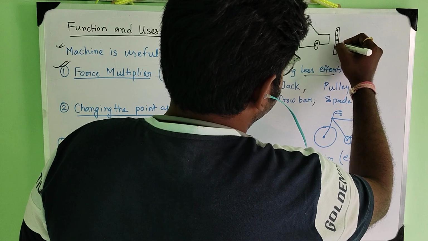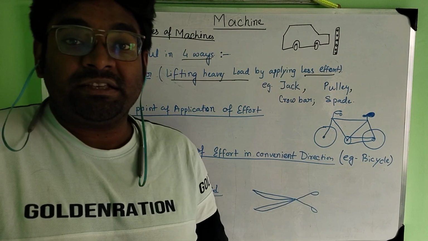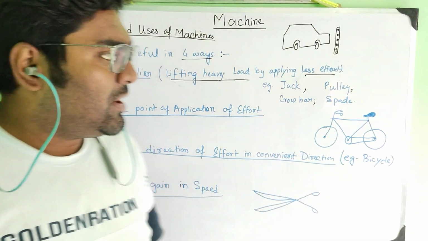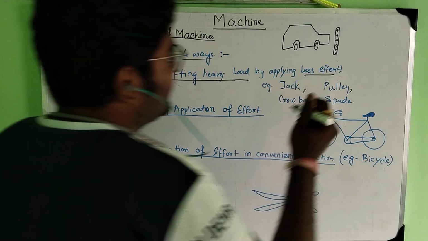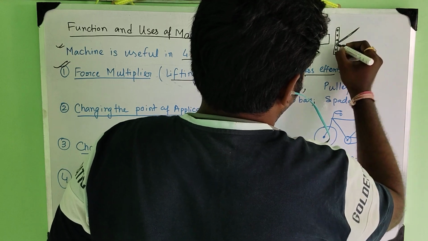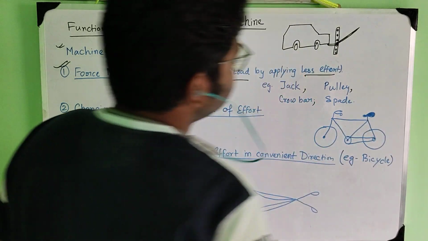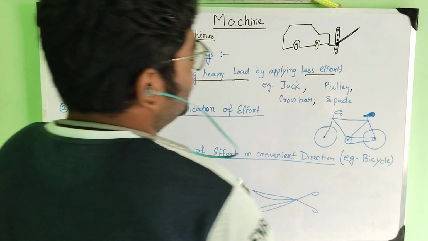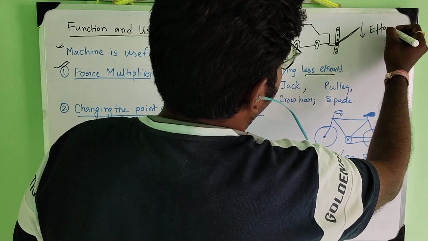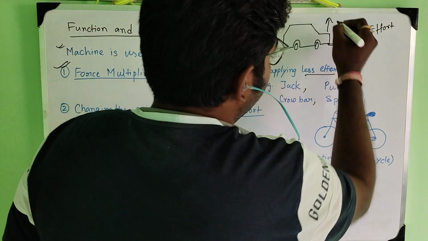A jack looks like this. You can also see it on YouTube, just type how a jack lifts a car, and you can see the video. It has a long handle, and there is a platform, and a stool here. We just put the effort here, and the car will lift.